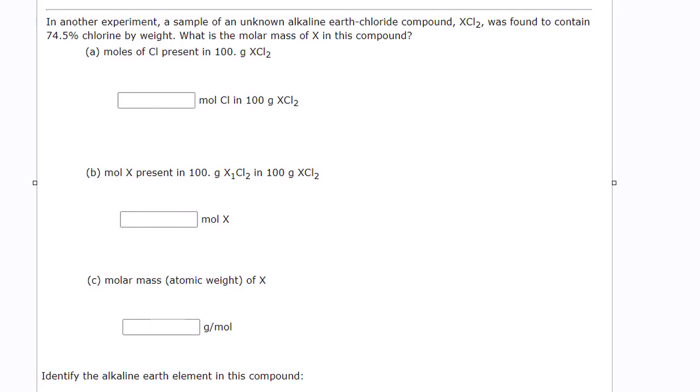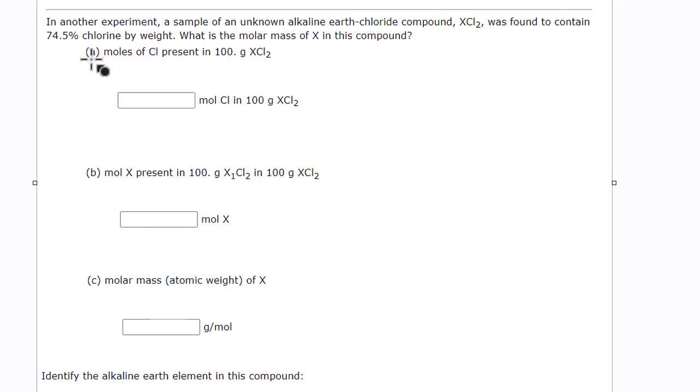This is a nice problem that will let you show off your skills and knowledge of moles and chemistry. Here's the question. In an experiment, a sample of unknown alkaline earth chloride compound, XCl2, so we've got an ionic compound, was found to contain 74.5% chlorine by weight. In this problem, I've set things up so that ultimately you're going to find the actual formula of this compound, but I set it up so that you could go step by step through it.